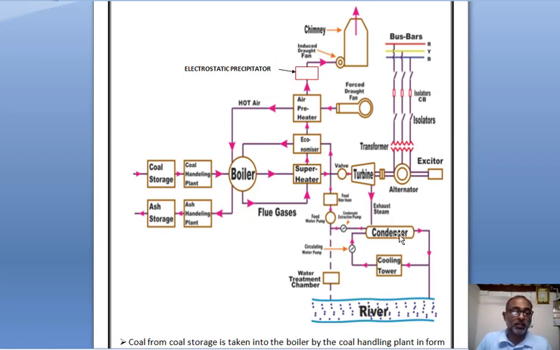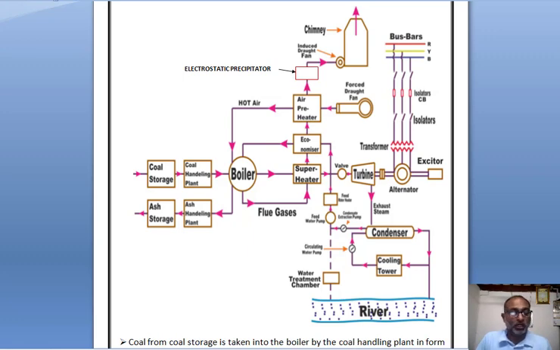But if sufficient water is not available in the river, at that time we are using a cooling tower. So whatever heated water comes out from this condenser passes through this cooling tower. In the cooling tower, the heated water is converted into cooled water. That means it is used for cooling purposes. And the cooled water is again used in the condenser with the help of this circulating water pump.